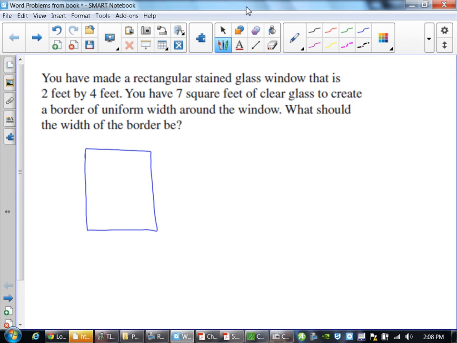We start with a picture. It's 2 foot by 4 foot. And the trick here is that it says it wants to create a border of uniform width all the way around it. So I'm just going to create a border and call this distance x. That's the same value all the way around. Okay?